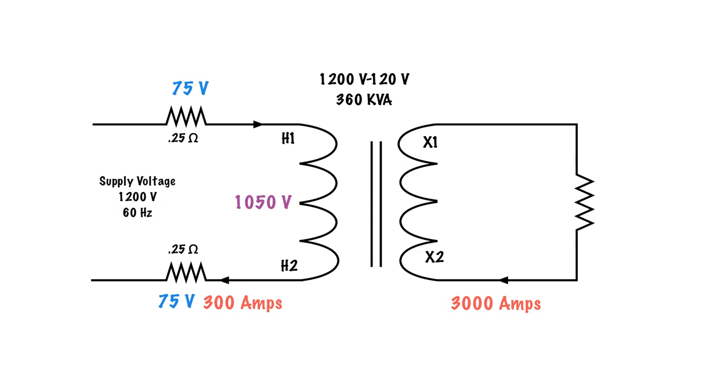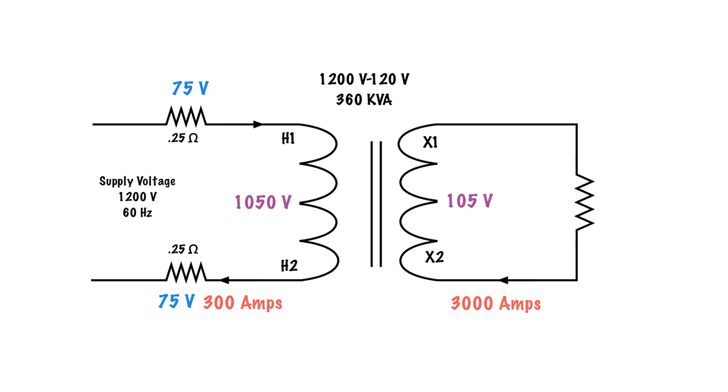And you're going to see it makes a big difference on our secondary as well, because if we have 1050 volts here, then we divide by 10, because our turns ratio hasn't changed at all, and we're going to end up with a different voltage on this side. We expect 120, but we're actually going to get 105 volts, which could be an issue.